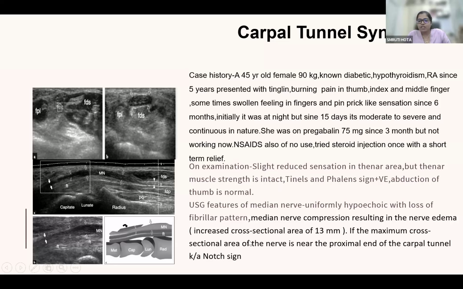And if the maximum cross-sectional area of the nerve is near the proximal end of the carpal tunnel, that is also known as notch sign. You can see the notch sign in this picture. You see how it is thickened. Okay, this is the proximal end. And this is how the nerve looks in the short axis, and this is how it looks in the long axis. Median nerve is maximum at the proximal end of the carpal tunnel. So that's why hydrodissection is also done at the proximal end.